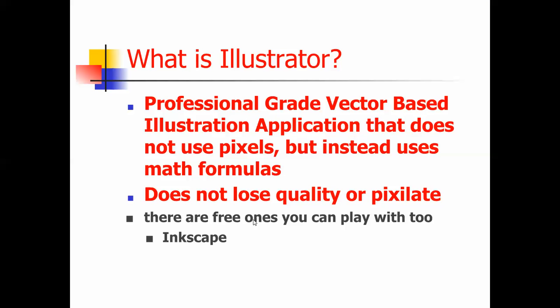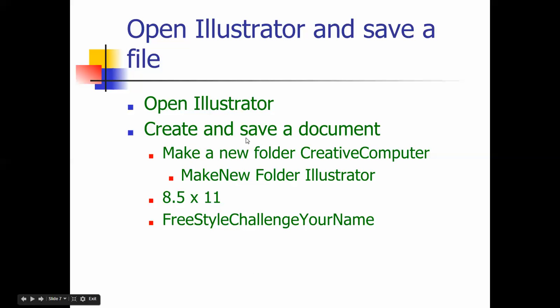Okay, so write this down if you haven't done so already. Open Illustrator and create and save a document. You're going to make a new folder in your folder with your name on it. You're going to call it Creative Computers. You're going to make a folder called Illustrator, and then you're going to save this document as the Freestyle Challenge.